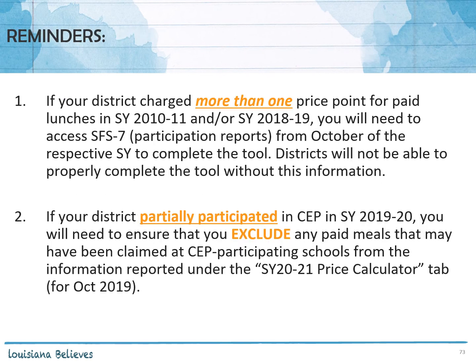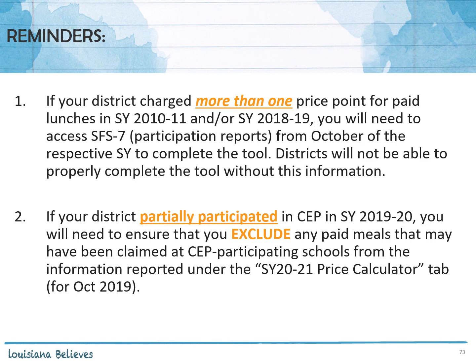Please be reminded that, number 1, if your district charged more than one price point for paid lunches in school year 2010-2011 and/or school year 2018-2019, you will need to access the SFS 7 participation reports from October of the respective school year to complete the tool. Districts will not be able to properly complete the tool without the information of the number of paid meals claimed by price point.